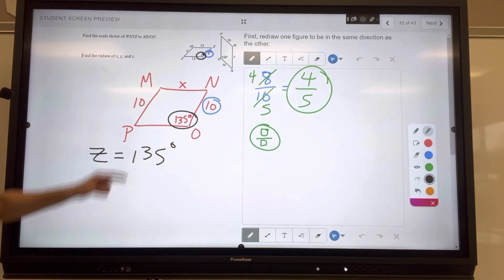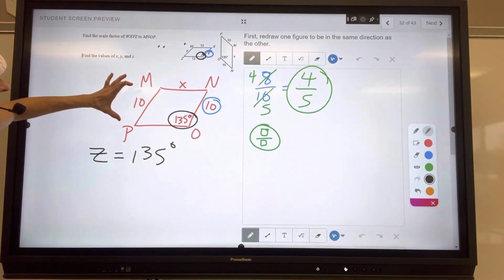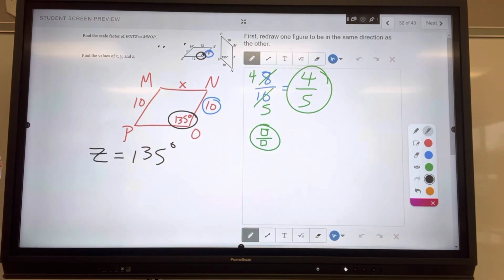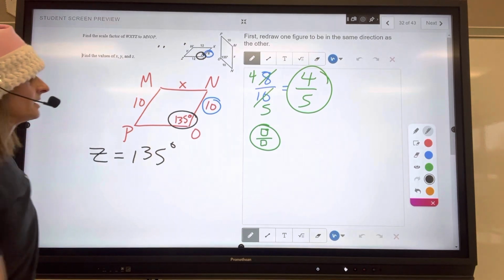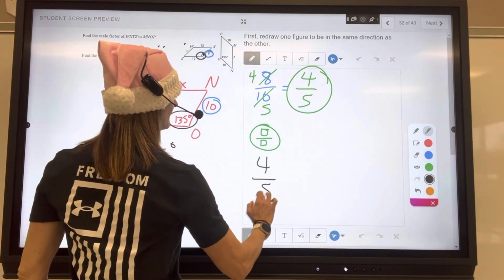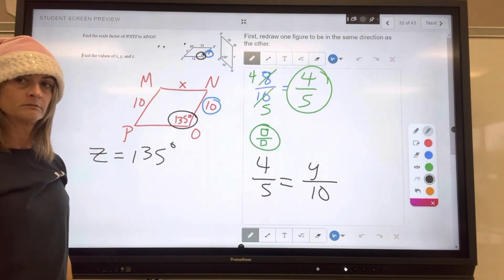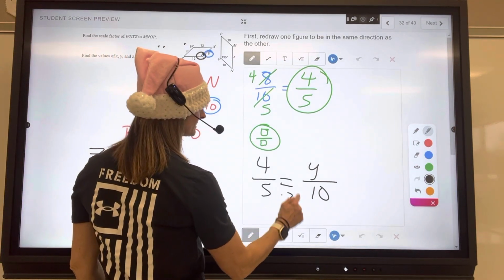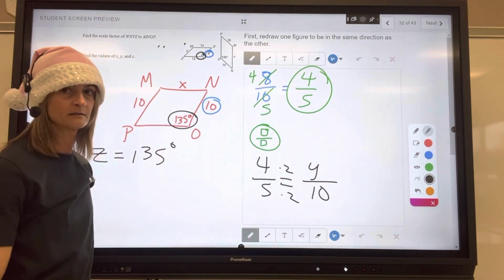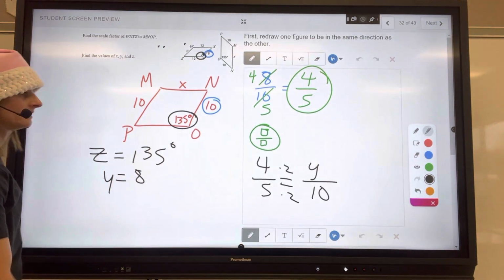Where's Y? Y is between Y and W and Z. That corresponds to NP. Okay, well, we know the ratio for this, the scale factor: for every 4 here, there's 5 here. So 4 is to 5 as Y is to 10. Solve. Cross multiply, divide, but I can already tell 5 times 2 is 10, so 4 times 2, Y is going to be 8. So Y equals 8. How are we doing?